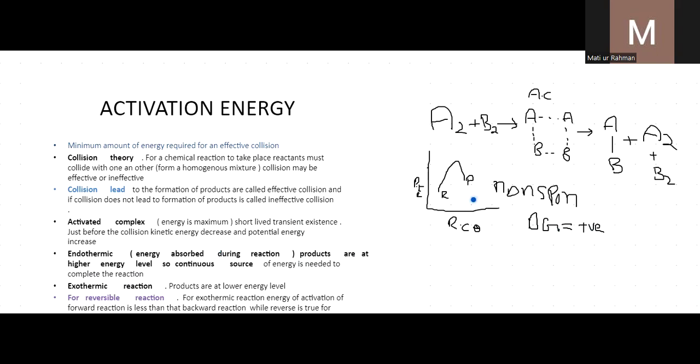Why? Because product is at the higher energy level state and the reactant is at the lower energy state, so energy is absorbed during the reaction. This is a non-spontaneous reaction, meaning we must supply a source of energy to complete it. So del G value is positive, and a positive change in Gibbs free energy means a continuous source of energy is needed to complete the reaction.